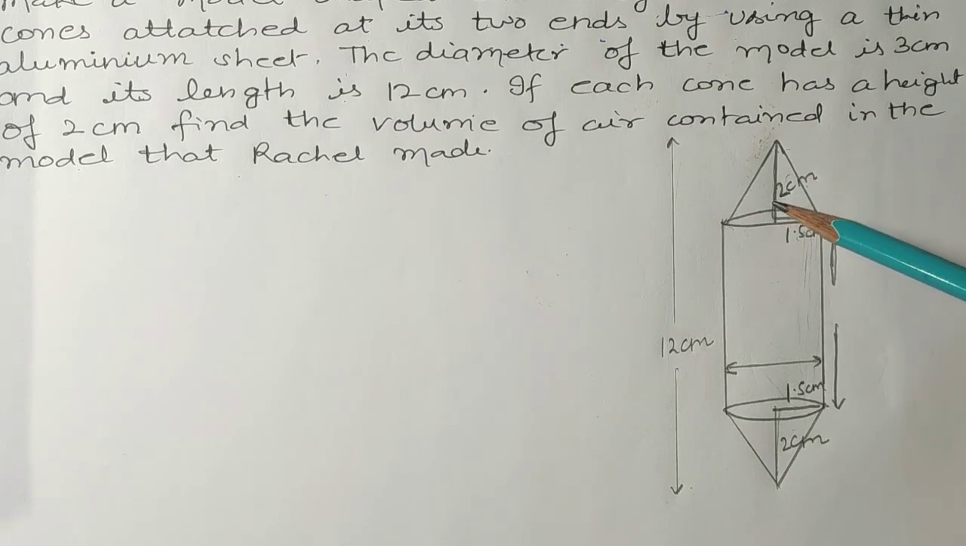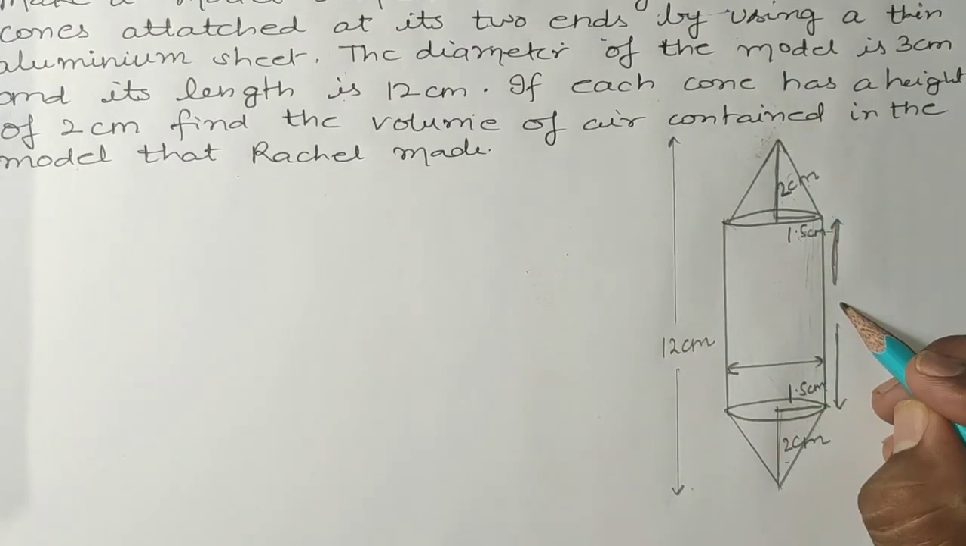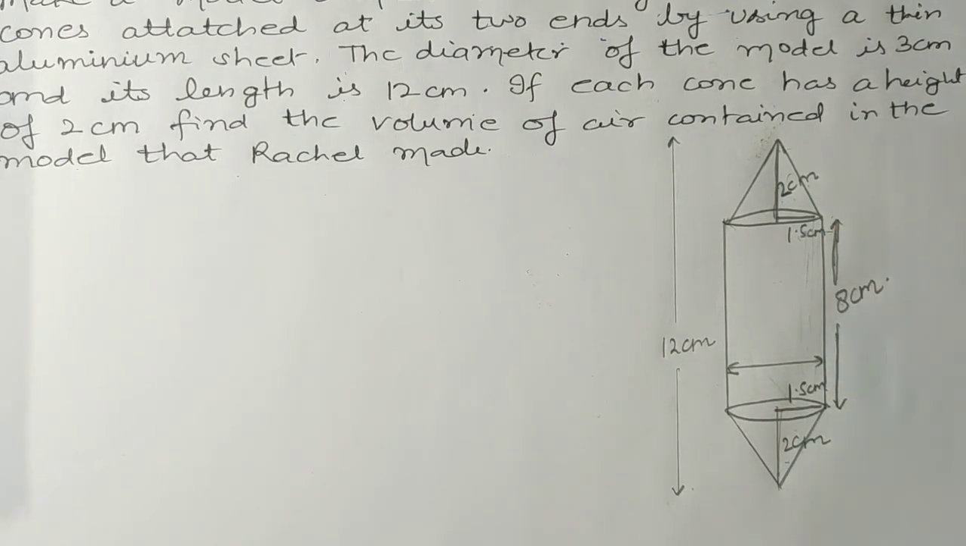So from 12 you will subtract 2 and 2, means you have to subtract 4. So when you subtract 4 from 12, the height of the cylinder will be what? 8 centimeter.